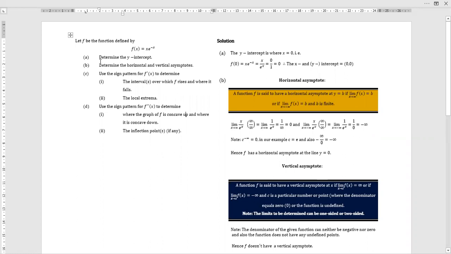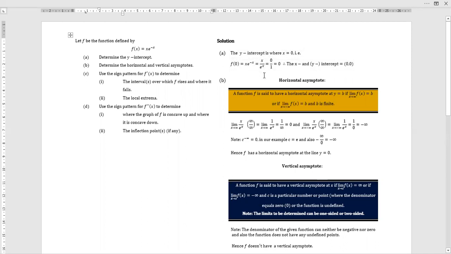First question, determine the y-intercept. We all know that the y-intercept is where the graph crosses the y-axis, and at that point, the x-coordinate is equal to 0. So we plug in the value 0 for x into the original equation.